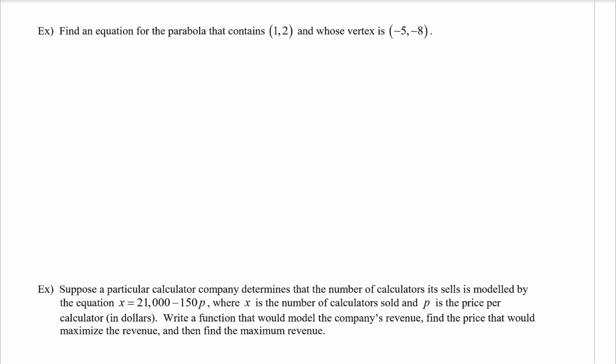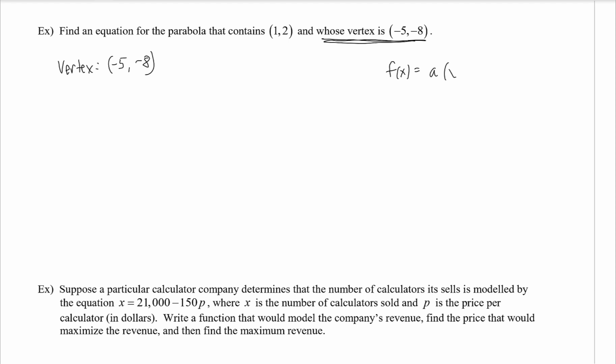So one of the other uses of vertex form, arguably its most important use, is it allows you to write the equation for a parabola relatively easily, especially if you know the vertex. Otherwise, it's a little bit more complicated. But let's assume that we actually know the vertex. Well, if I know the vertex is at -5, -8, well, then I know my function.